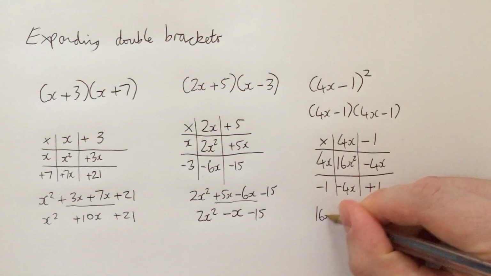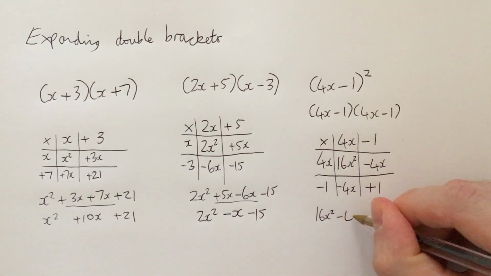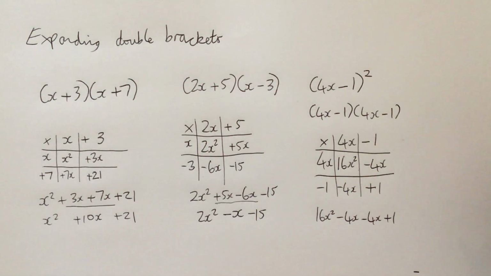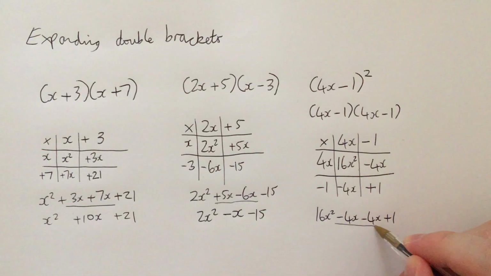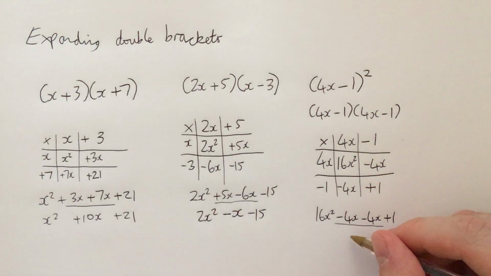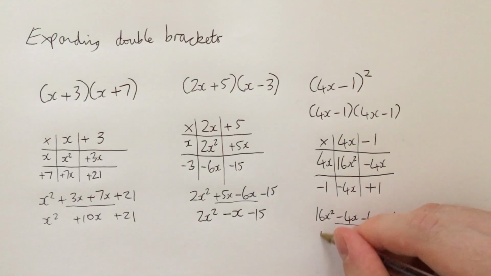Right, 16x squared minus 4x plus 1. Simplify these two as normal. Negative 4 take away 4 is negative 8x.